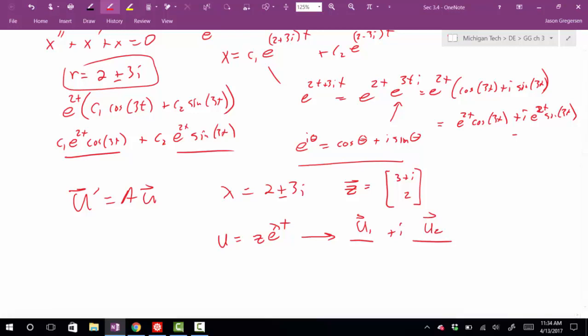This is like an outline for the process. I want to give you the outline because each step is tedious, right? Each step is kind of long, and it's easy to get lost along the way. But this is the roadmap. Calculate our eigenvalues, eigenvectors, throw them into here, and then we have to manipulate it to get it to this form. And then we just grab the real piece and grab the imaginary piece.